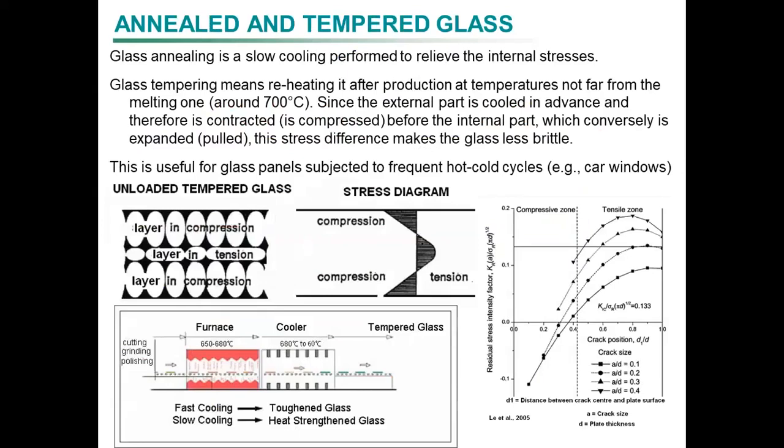You can heat treat glass as well. You can have annealing, which means that once you have produced it, you can have a particularly slow cooling to relieve the internal stresses, or, in tempering, you produce it and you reheat it.